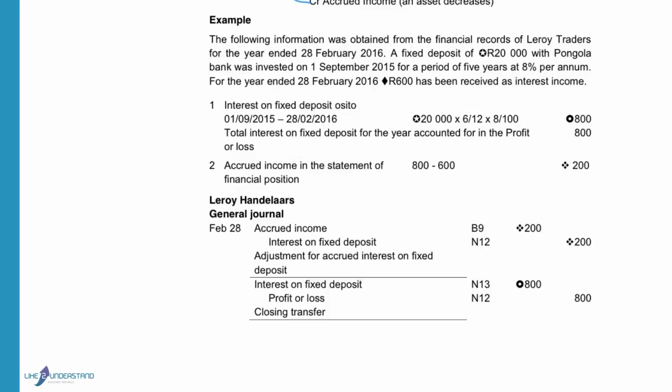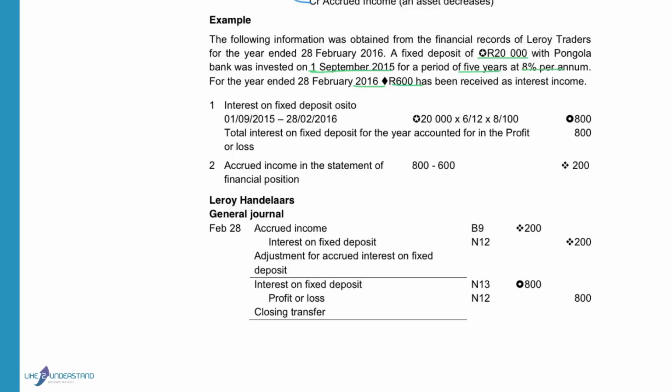The following information was obtained from the books of Leroy Traders. A fixed deposit of 20,000, so that is the amount that is in your fixed deposit account, was invested on the 1st of September 2015 for 5 years at 8% per annum. For the year ended 28 February 2016, 600 Rand has already been received. We don't know if this 600 is the full amount that we are supposed to get, so therefore we must do a calculation to determine what the income for the year should be.